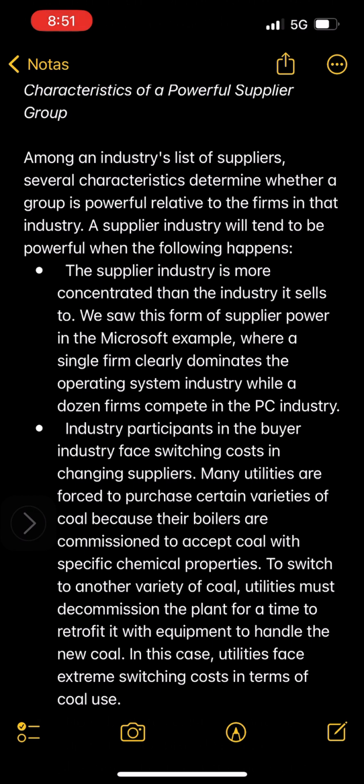Industry participants in the buyer industry face switching costs in changing suppliers. Many utilities are forced to purchase certain varieties of coal because their boilers are commissioned to accept coal with specific chemical properties. To switch to another variety of coal, utilities must decommission the plant for a time to retrofit it with equipment to handle the new coal. In this case, utilities face extreme switching costs in terms of coal use.